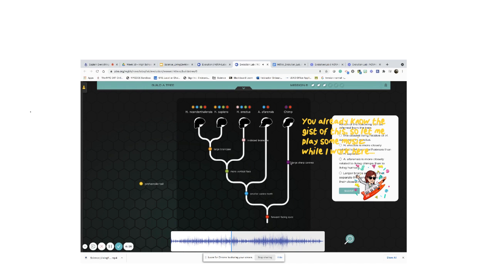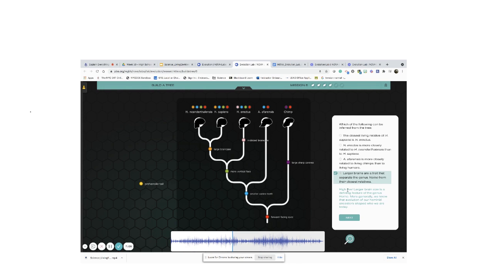Okay, excellent. Which of the following can be inferred from the tree? The closest living relative to Homo sapiens is Homo erectus, which is not true because the closest one is Homo neanderthalensis. Homo erectus is more closely related to Neanderthalensis than Homo sapiens. Not true. Afarensis is more closely related to living chimps than to living humans. Not true. Larger brains are a trait that separates the genus Homo from their closest relatives. That's true. Let's look at that right answer.